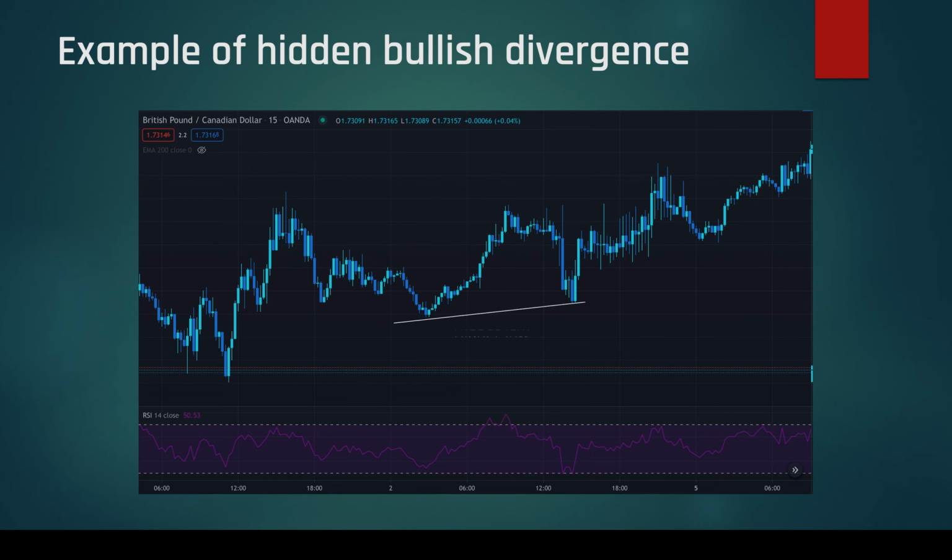So hidden bullish, we've got a higher low, and we got a lower low on the RSI. And as you can see, price did continue upwards.